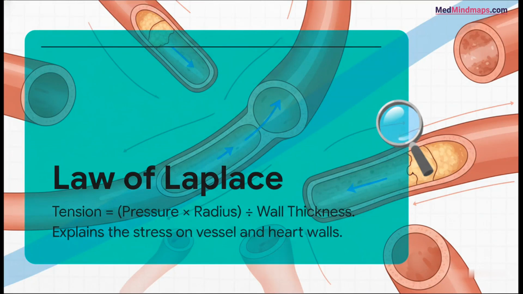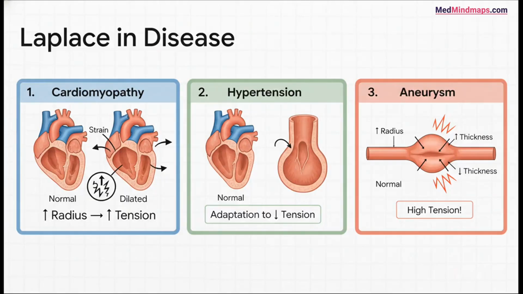It tells us that the tension or the stress on the wall of a vessel depends on the pressure inside and its radius, all divided by how thick the wall is. This one formula explains so much about heart and vessel disease. Let's see it in action.